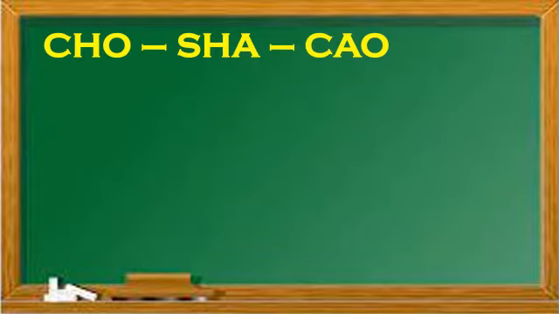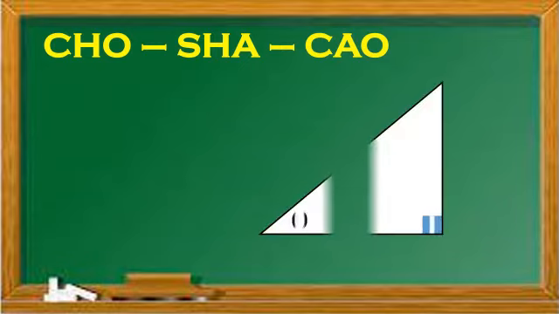We also have the reciprocal of SOHCAHTOA, which is CHOSHAKAW. The reciprocal of sine is cosecant, the reciprocal of cosine is secant, and the reciprocal of tangent is cotangent. So again, let's have our given figure.